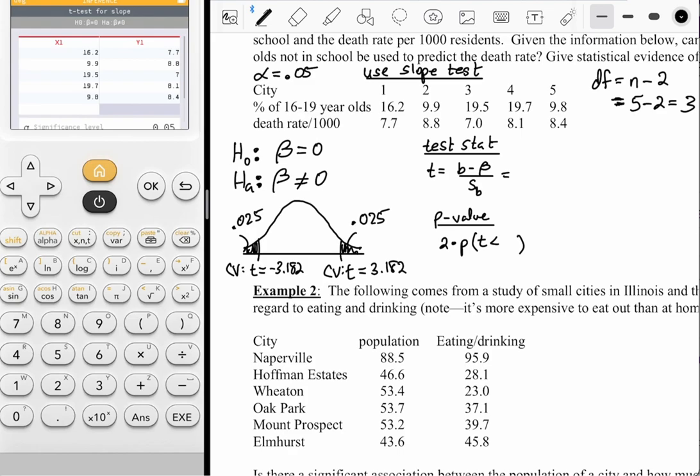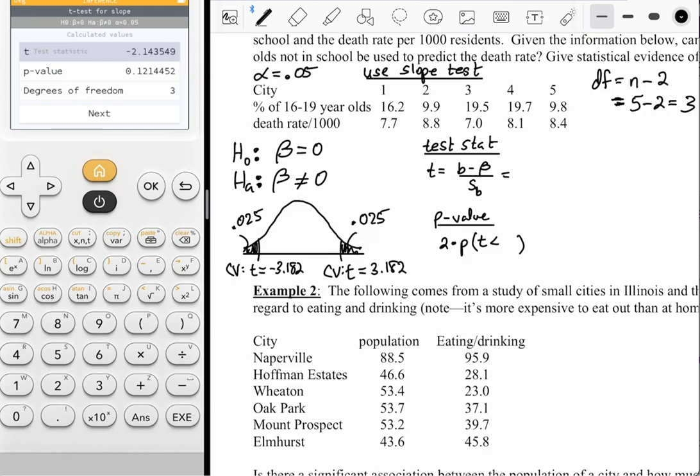All right, I decided on a 0.05, so I leave that as is. It gives the test statistic, it gives the p-value and the degrees of freedom, so I'll just slot that stuff in there. So negative 2.144, and my p-value notation-wise, negative 2.144 goes in there and gives a result of 0.121.